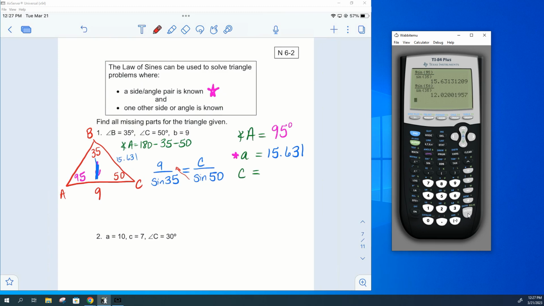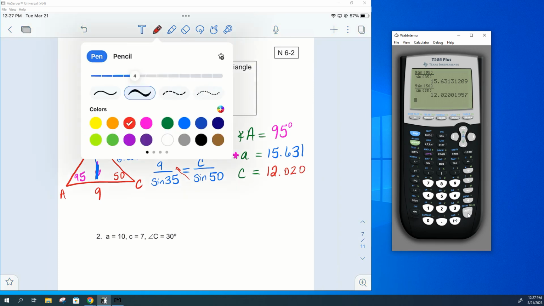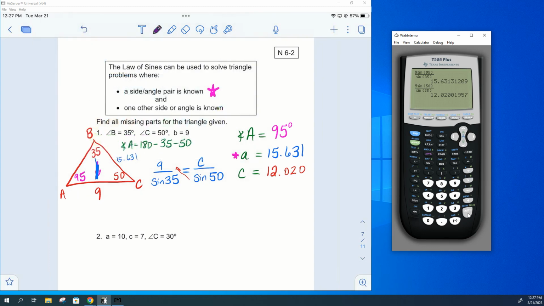And I would get 12.02. And I go ahead and put the 0, so I get in the habit of rounding to 3 decimal places. And that is my third side.